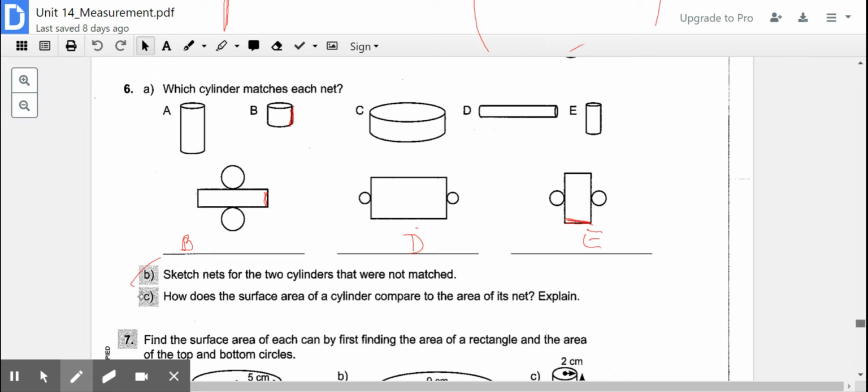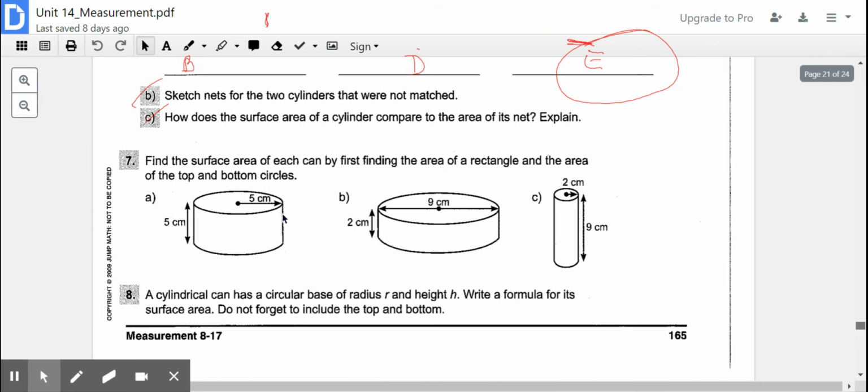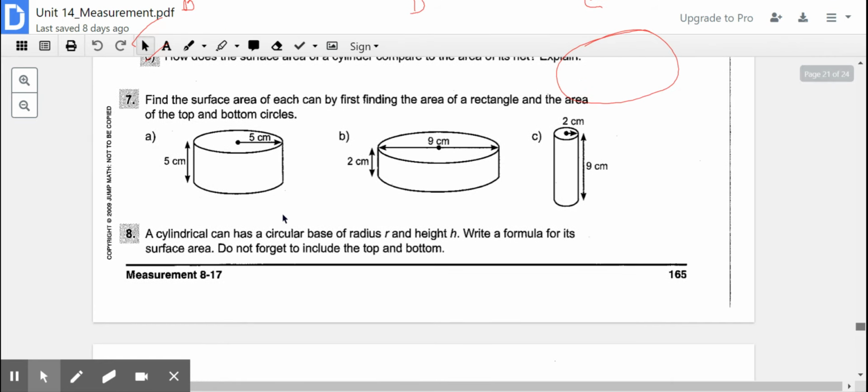We're going to ignore B and C. We're going to take a look at 7. 7 will be the last question we do for this lesson. Okay, let's take a look at number 7. Find the surface area of each can by first finding the area of the rectangle and the area of the top and bottom circles. Here's where we put it all together. We have to find the area of the top and bottom circles, and we have to find the area of the rectangle that makes up the tube of the side of the cylinder.